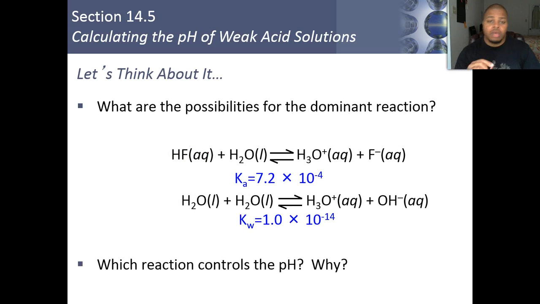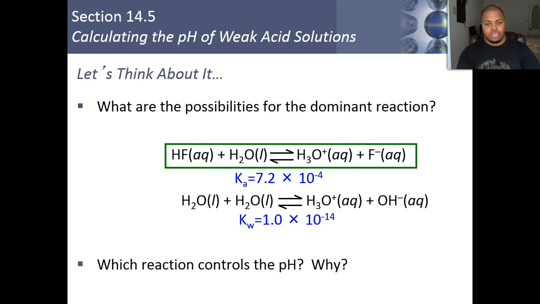Now, which of our reactions is going to be dominant? Let's look at the values that we have. We have hydrofluoric acid with a Ka value of 7.2 times 10 to the negative 4, and we have the water dissociation constant of 1.0 times 10 to the negative 14. Which has the higher value? Of course, the top one. So this is the one that's going to control our pH.